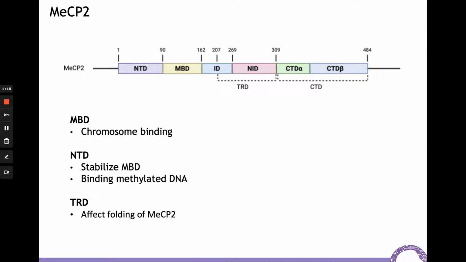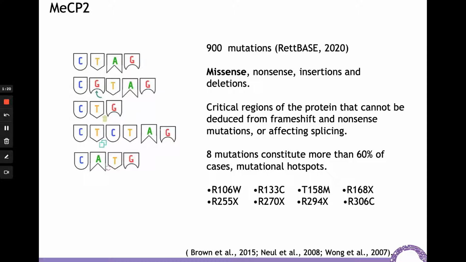There have been reported more than 900 MECP2 mutations to date. Different types of mutation in this gene have been identified, which include missense, nonsense, insertions, and deletions. Efforts have been made to apply pharmacological therapeutics for targets downstream of MECP2.